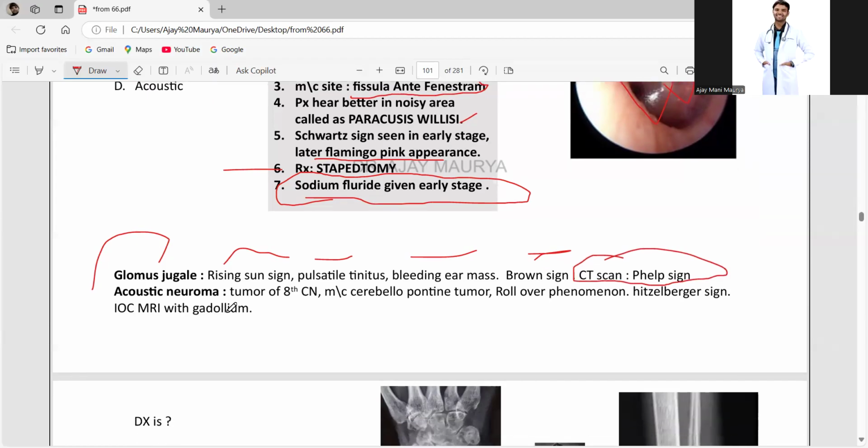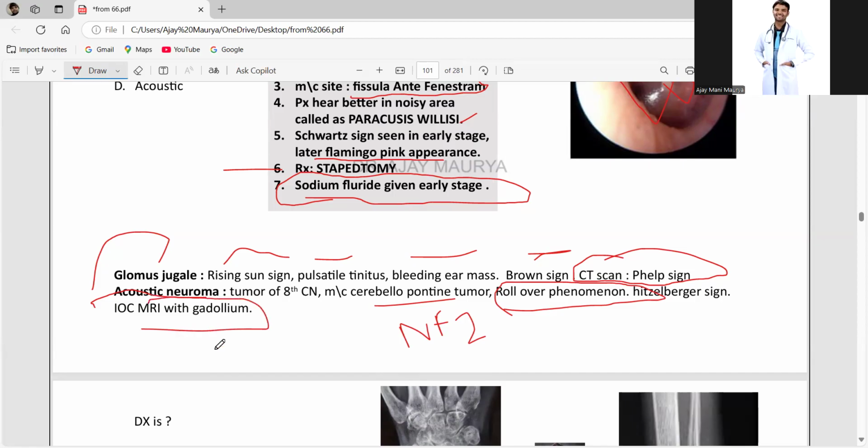Next one is the acoustic neuroma. I think everyone knows it is also called vestibular neuroma. It is a tumor of the eighth cranial nerve, most commonly a cerebellopontine angle tumor. It is associated with neurofibromatosis type 2. You will see the roll-over phenomenon there. The sign is called Hitselberger sign. Investigation of choice is MRI with gadolinium.